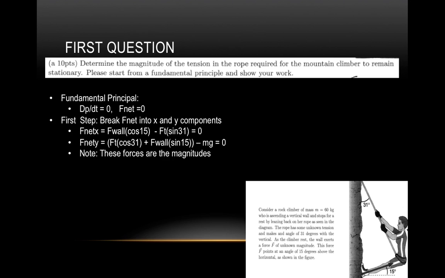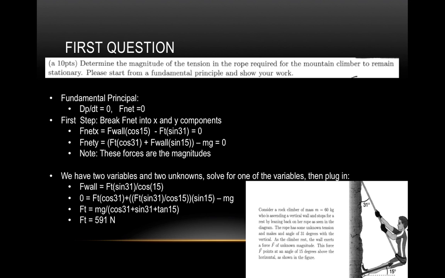So we have the force of tension times cosine 31, which gives us that vertical tension force, plus the force of the wall times sine 15, which is also going to give us a vertical upward force, and then minus the weight force, or mg, which is always pointing straight down. And a note here is that these forces are magnitudes. They're not vectors. So we have two equations and two unknowns. So we're going to solve for one of the variables and then plug it into the other equation.